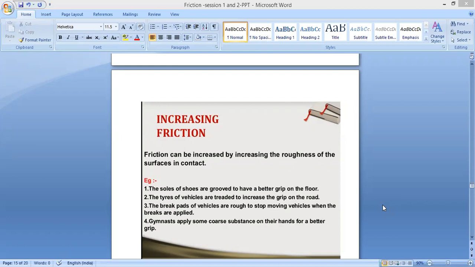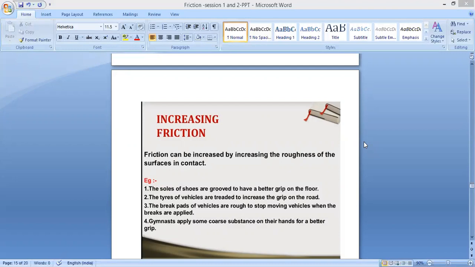Then, what is meant by increasing friction? You know what is meant by friction? Friction means if there are two objects in contact, at their surfaces in contact there is an opposing force. It will try to stop the movement of the object. That is called frictional force or friction.